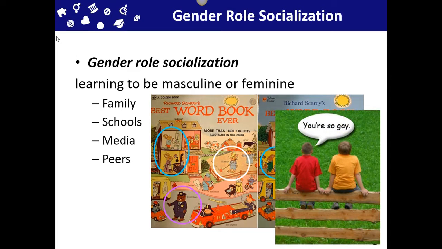And lastly, peers. Peers play a very critical role in gender and our understanding of gender. So here we have an image of two young boys, one's telling the other, "You're so gay." And this isn't a comment that is made about sexual orientation. Rather, it's a comment made to police gender. And perhaps you've heard that in your own life or experiences.